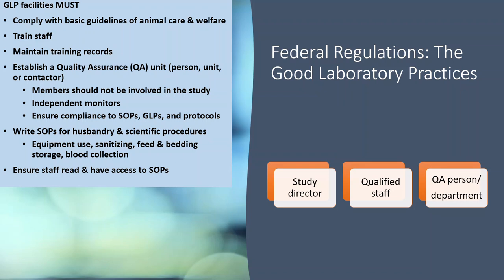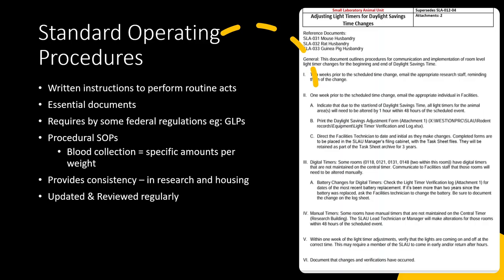Standard Operating Procedures, SOPs. Detailed SOPs must be written for all husbandry and scientific procedures, ensuring consistency and reproducibility of methods. Standard Operating Procedures, or SOPs, are written instructions that outline how to perform a specific routine activity. These procedures are approved by management and are used to ensure consistency and accuracy across all operations.